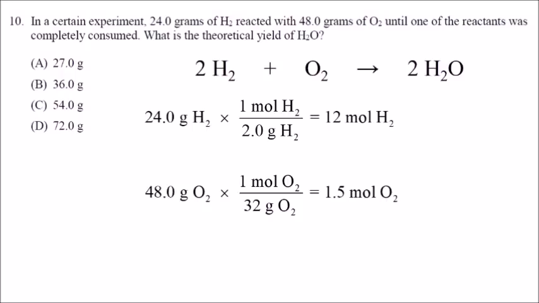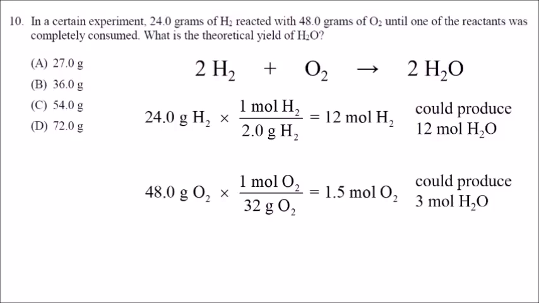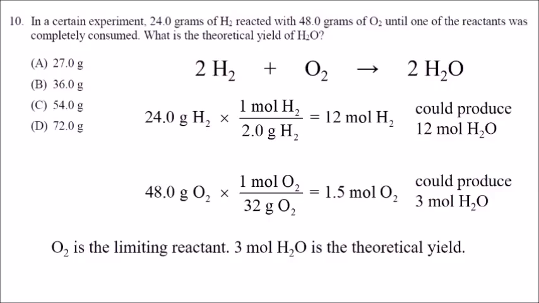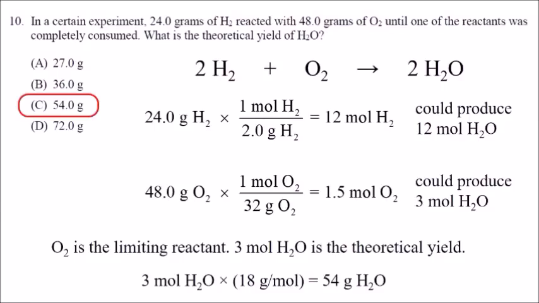Now to convert into product, which is water, 12 moles of hydrogen gas would produce 12 moles of water. But 1.5 moles of oxygen gas could only produce 3 moles of water. That makes oxygen the limiting reactant, and the theoretical yield of water is 3 moles. So how many grams is 3 moles of water? Well, since 1 mole of water weighs 18 grams, 3 times 18 is 54. So the correct answer for number 10 is C.